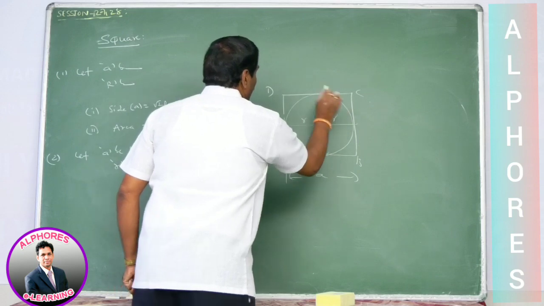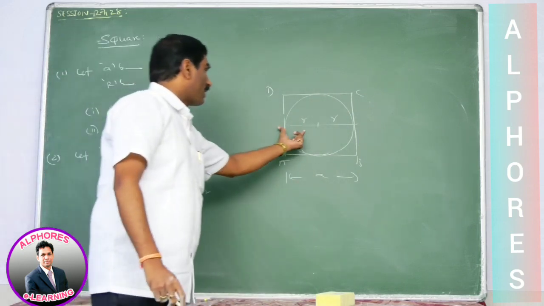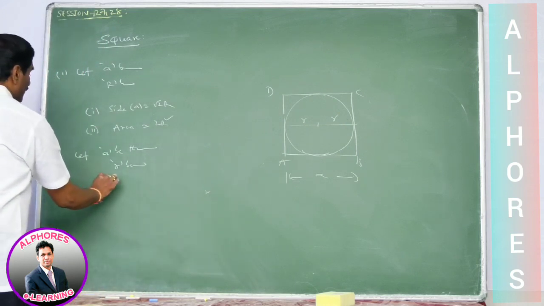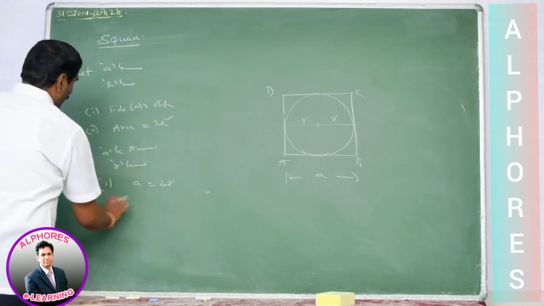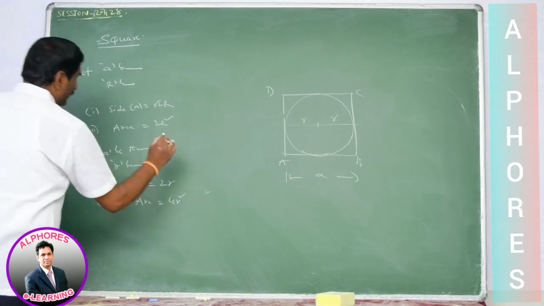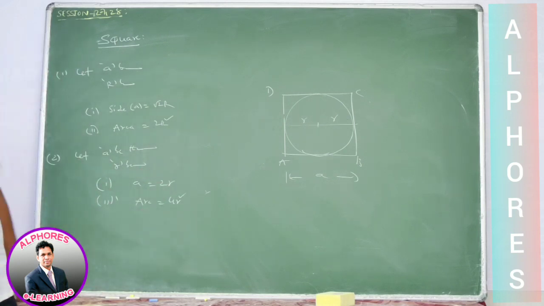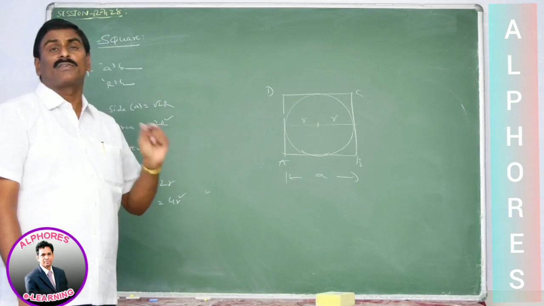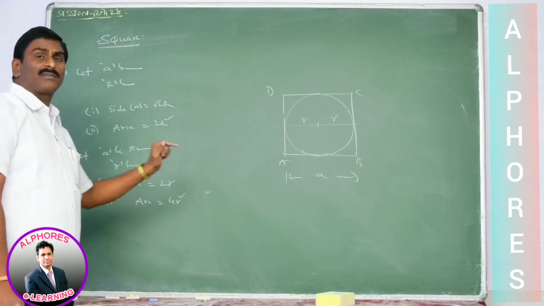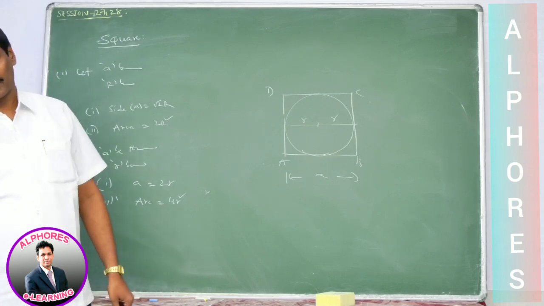Diameter is nothing but 2r. So a is equal to 2r. Side of the square a is equal to 2r and area is equal to a square, that means 4 r square. If the inradius or incircle radius of the square is given, then side of the square is equal to 2r and area of the square is equal to 4 r square.